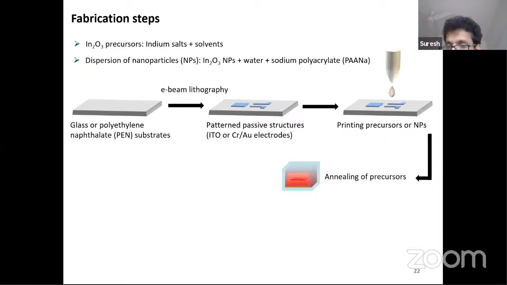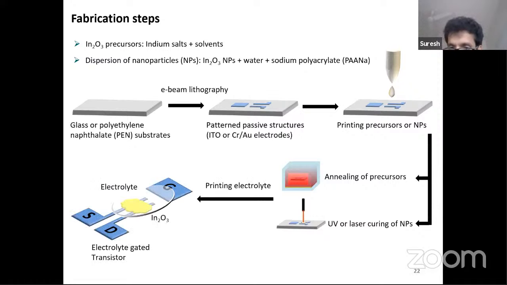followed by annealing for the precursor, because the precursor has to decompose to, let's say, indium oxide. And in case of nanoparticles, photonic curing techniques are used so that we can remove the surfactant and improve the conductivity between the particles, right? So finally, printing the electrolyte. So this is the device structure.